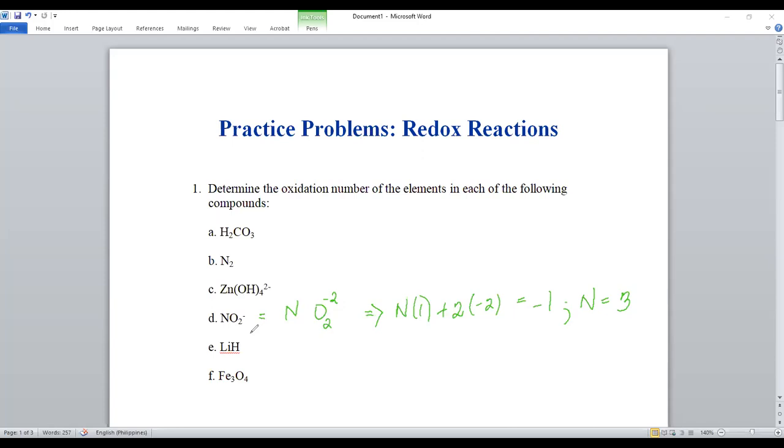Lithium hydride. What is the oxidation state of lithium and hydrogen? Okay, I wait. Lithium plus 1, hydrogen is negative. Lithium. Okay, lithium. I've seen one correct answer already. Did you recall about the assigning of oxidation state to hydrogen, which I shared to you a while ago? Let me again share a different screen. So you will answer correctly here.